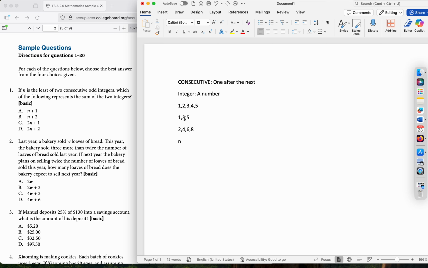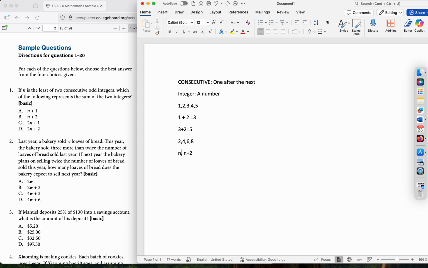Now, what do we know about these numbers? Well, from 1 to 3, we know that we have to add 2 to get to 3. So 1 plus 2 equals 3. What do we know about the distance between 3 and 5? Well, I know that I have to add 2 to get 5, right? 3 plus 2 is 5, and 1 plus 2 is 3. So I know that the consecutive number, which is the number next to the first number we pick, is always going to be 2 larger than the first number. So if I call that first number n, then that second number must be n plus 2, because there's a distance of 2 between each consecutive number.